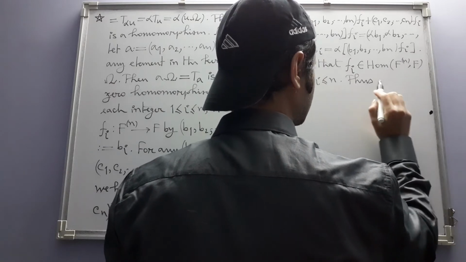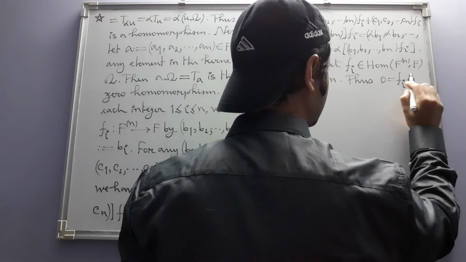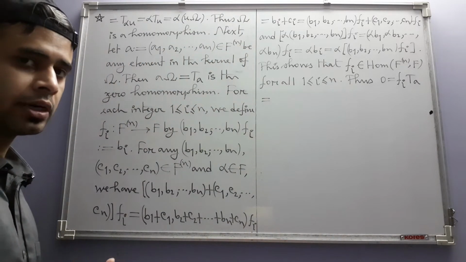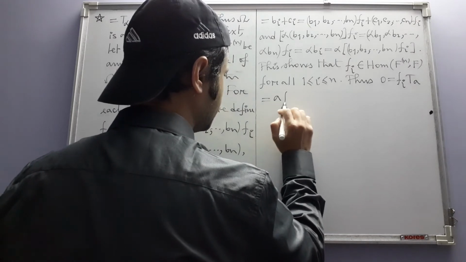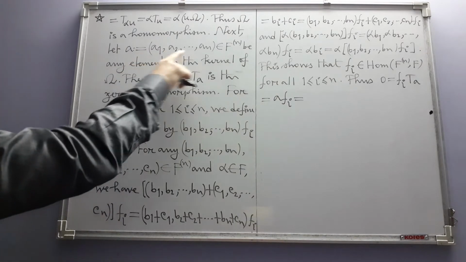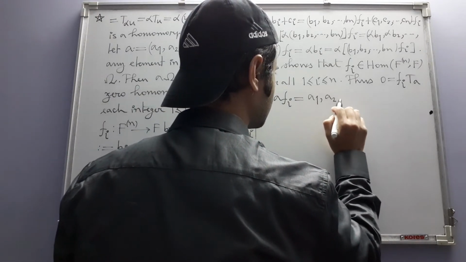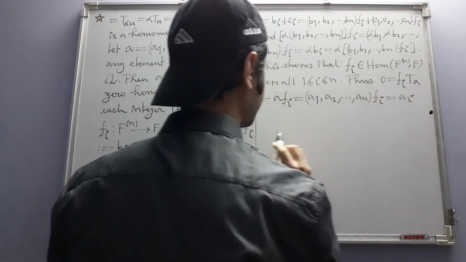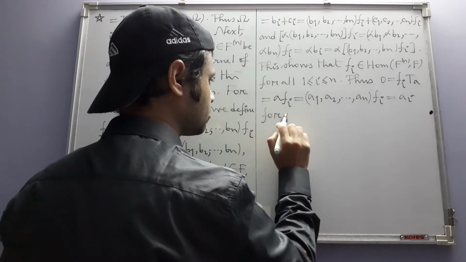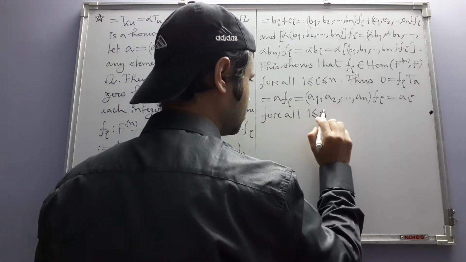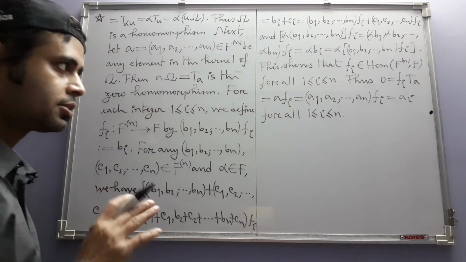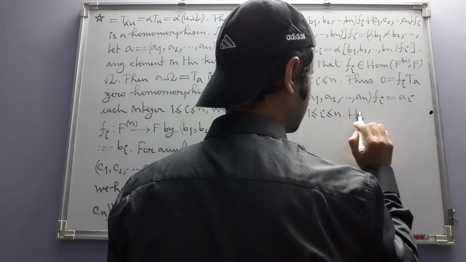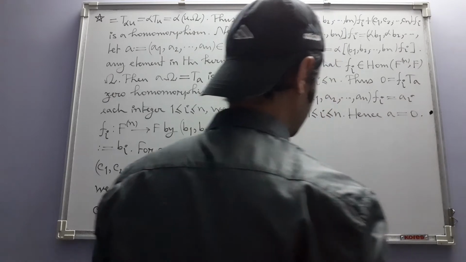Thus fi of Ta, but for Ta we have a definition, we know what the function Ta is. So this is a of fi, but what is a? A is this. So this is equal to ai, and this is true for all values of i. So that means all the components of the vector a are 0. Hence, a itself is the 0 vector.